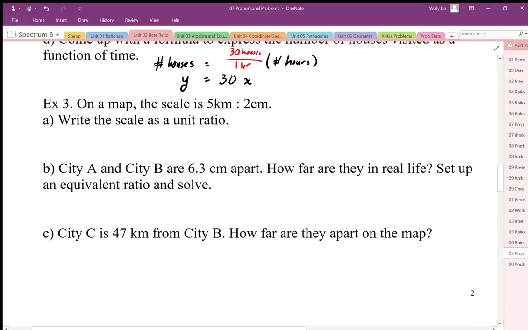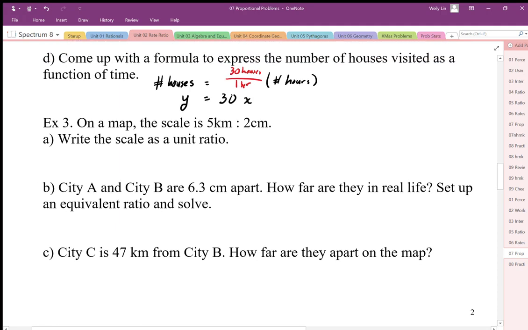So here we have a map. The map scale is 5 kilometers to 2 centimeters. We can write this scale as a unit ratio. To find any unit ratio or multiplier, we divide. So if I do 5 kilometers to 2 centimeters, I divide that, I get 2.5 kilometers per centimeter. Okay, so there's my unit rate.